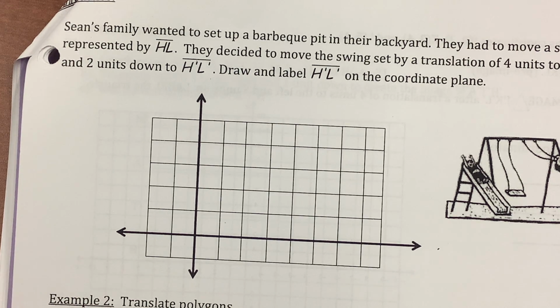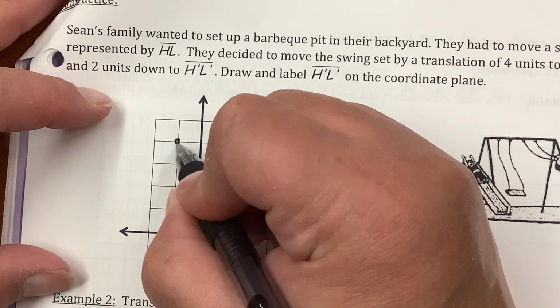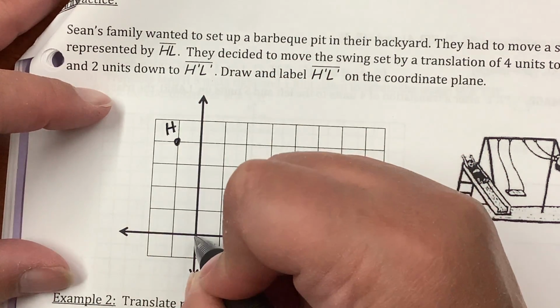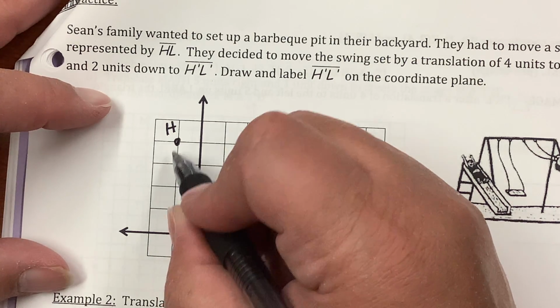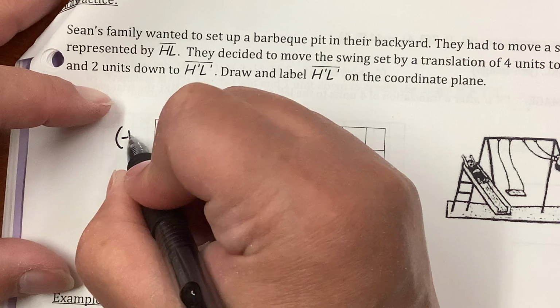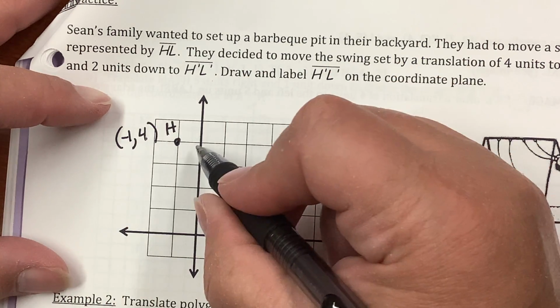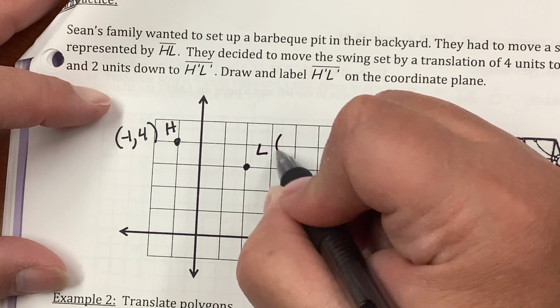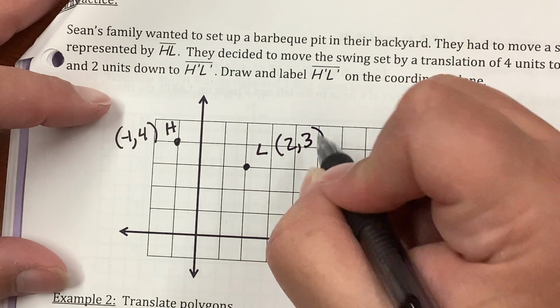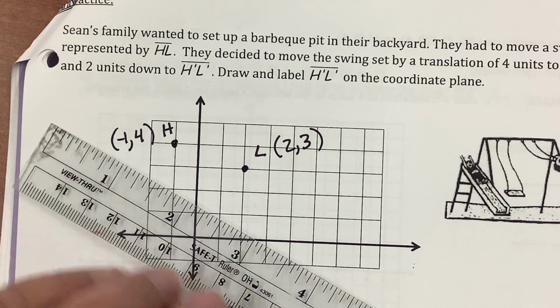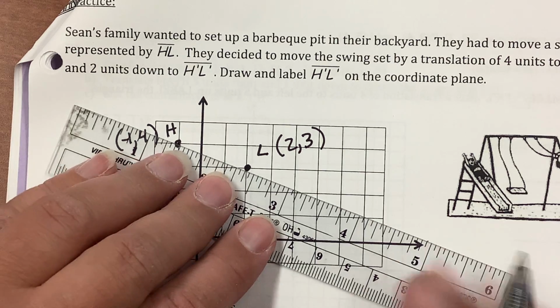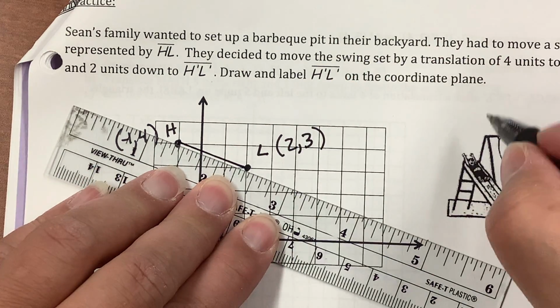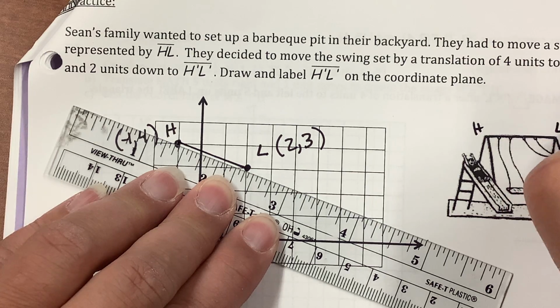I did not put H and L on here, but I'm going to do it now. So let's look at the original H, which is going to be here. And the coordinates of that are -1, +1, 2, 3, 4. So H is (-1, 4). And L is going to be way over here. L is at (2, 3). Now, it's the whole top of the swing set that's here. So this is representing the top of the swing set, which is here at H and L.